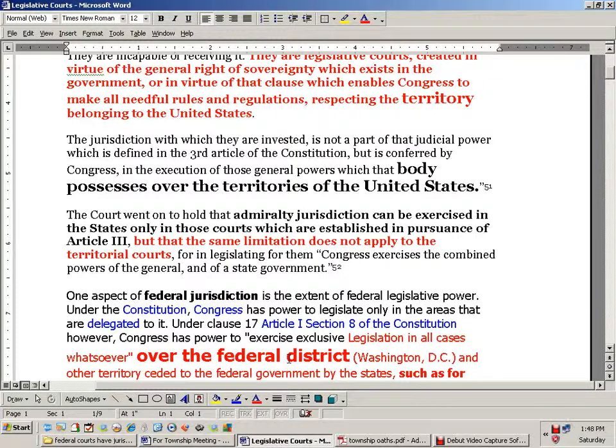The court went on to hold that admiralty jurisdiction can be exercised in the states, the organized states, only in those courts which are established in pursuance to Article 3, but that the same limitation does not apply to the territorial courts. For in legislating for them, Congress exercises the combined power of general and state government.